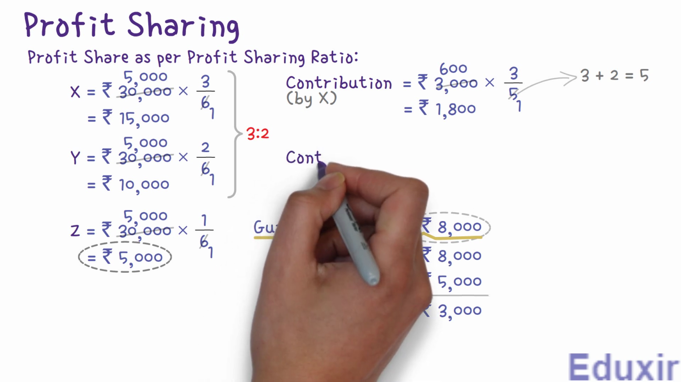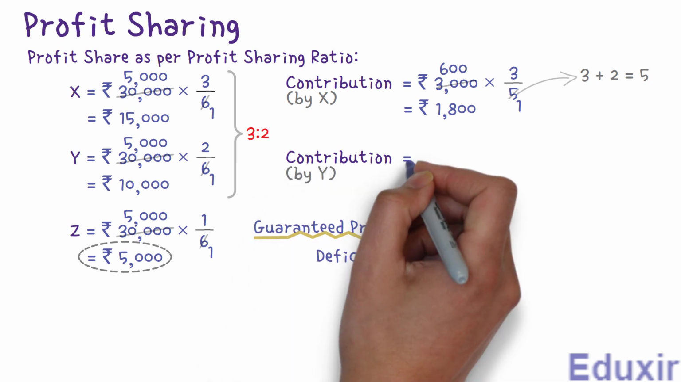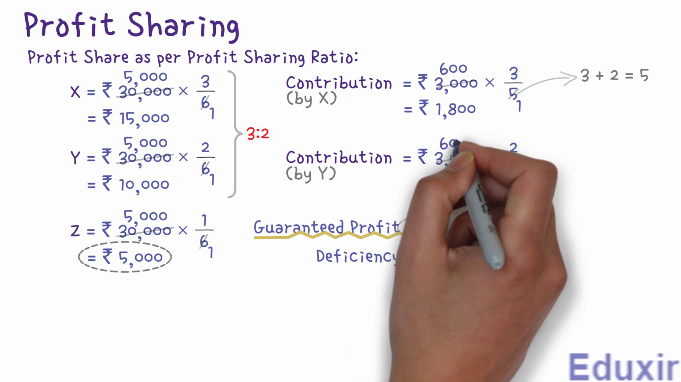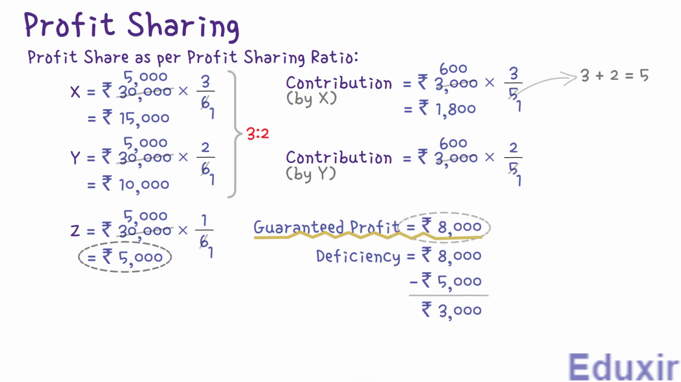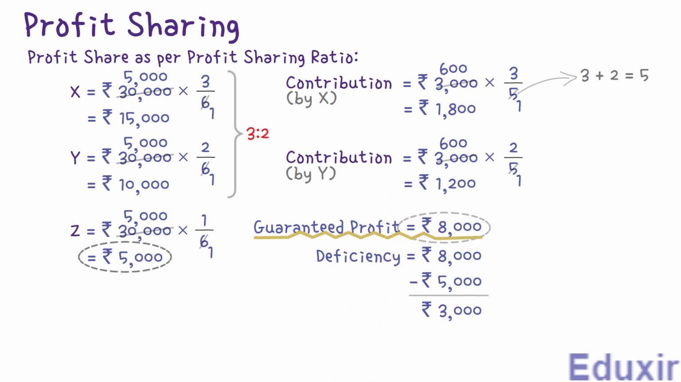Now the contribution made by the partner Y is equal to the deficiency amount of 3,000 rupees multiplied with his deficiency sharing ratio 2/5. Now cancelling with 5, 5 ones are 5, 600s are 600. Now if we multiply the remaining 600 and 2, we get 1,200 rupees. This is the contribution by the partner Y to the deficiency in the partner Z's profit amount.